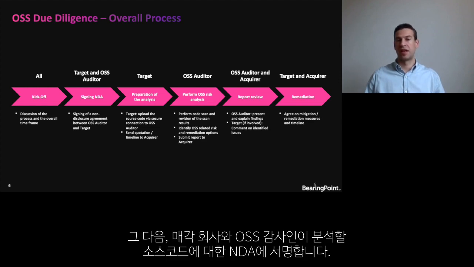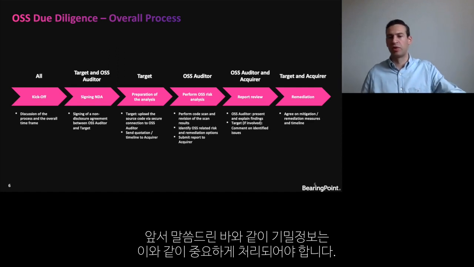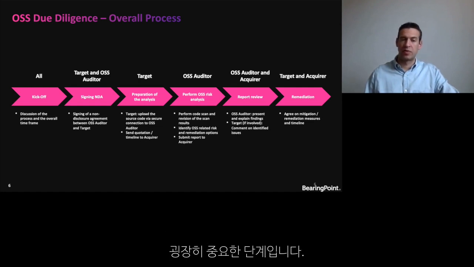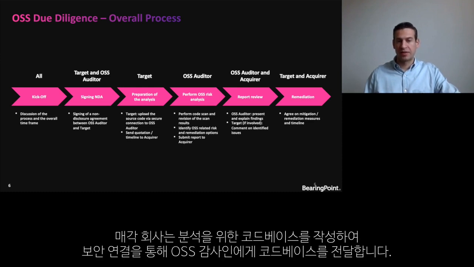And after that, the target and the OSS auditor need to sign an NDA regarding the source code to be analyzed. And as we said before, this highly confidential information has to be handled accordingly. Of course, that's why this process step is also of importance here. And after that, the target prepares the code base for the analysis and provides it to the OSS auditor. This is done via a secure connection.